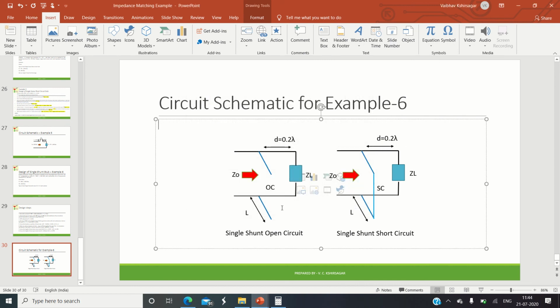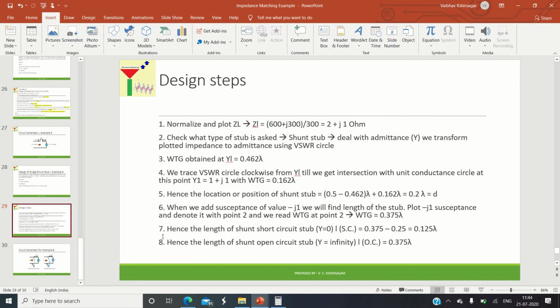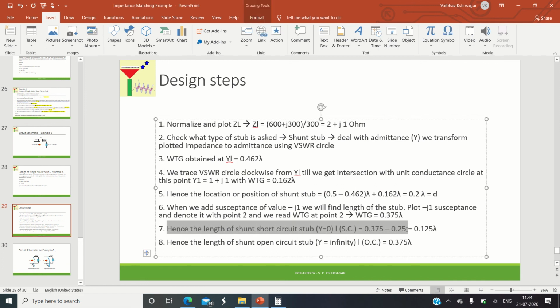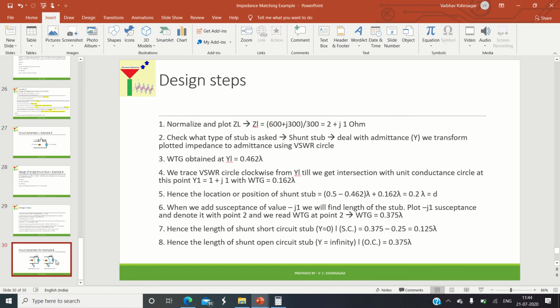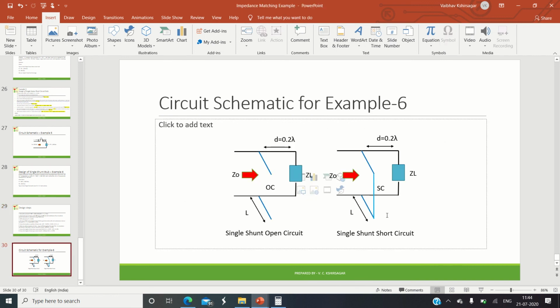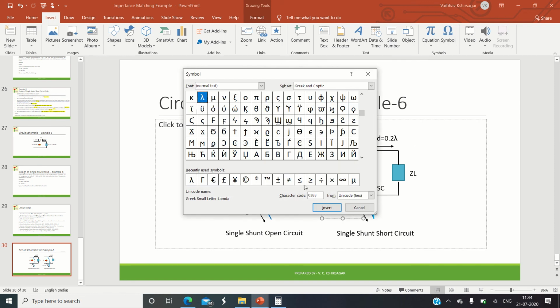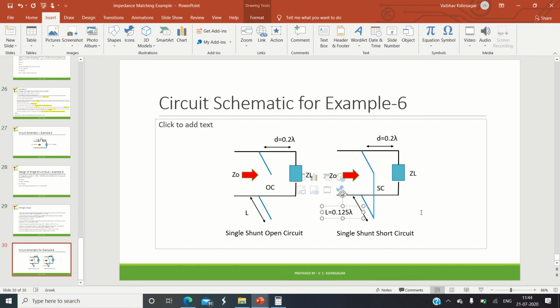Now, what open circuit length have we calculated? Come back to the solution. Here, we have calculated the open circuit length of the stub. First, the short circuit length of the stub, 0.125 lambda. So here I will write this length, 0.125 lambda, and I will insert the symbol for the length also. So this is the length of the short circuit configuration.